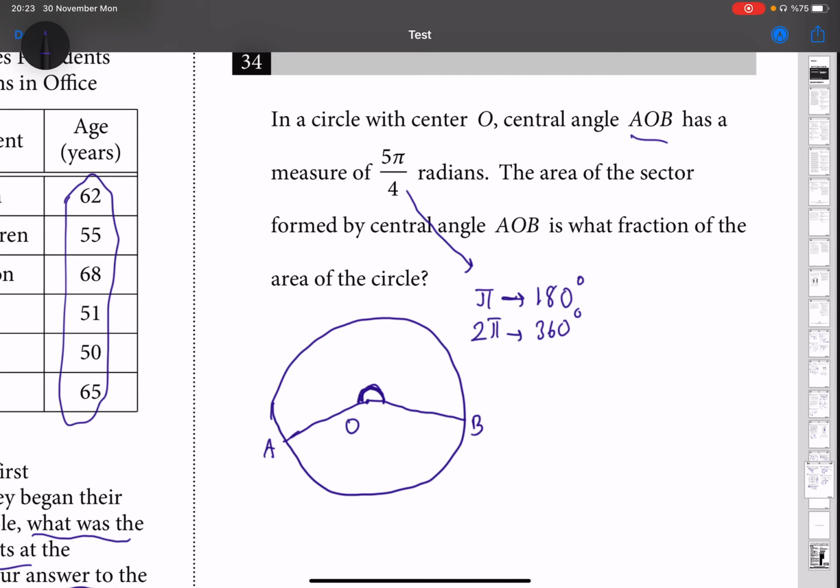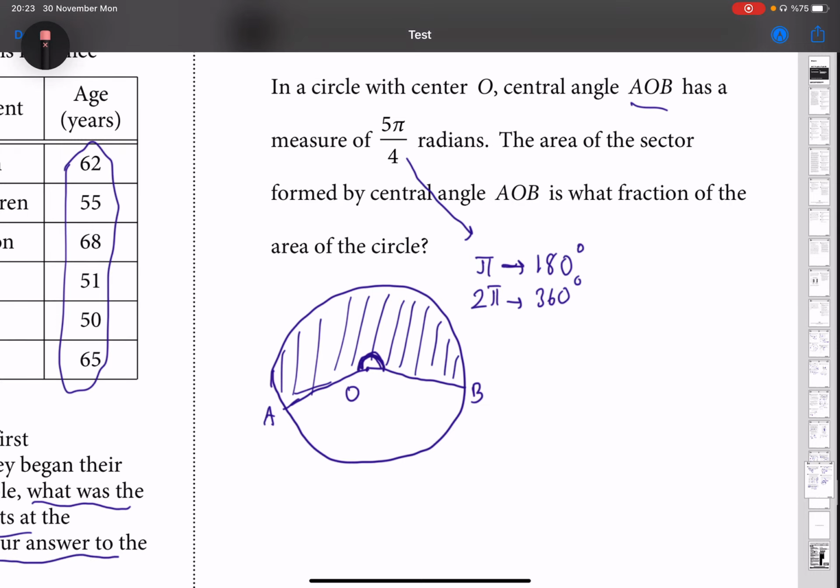So area is proportional to the angle, right? The question is asking this area divided by the whole area of the circle. Since they are proportional, I can directly find 5 pi over 4 divided by 2 pi. The pi's will cancel, and the answer is 5 over 8, or you can write 0.625.